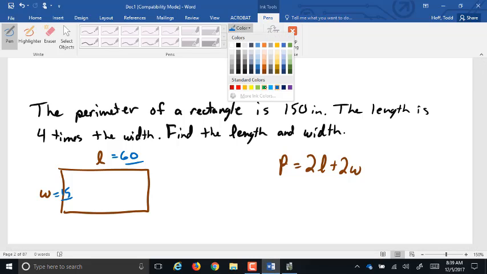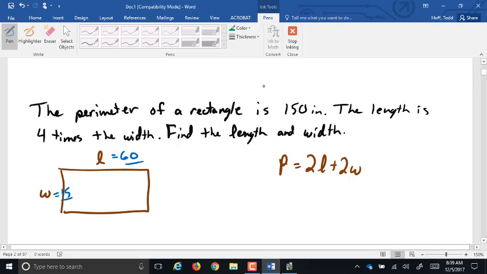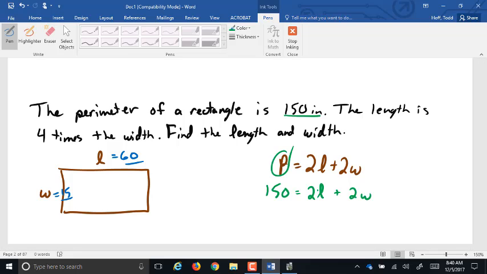So if we look at this, we've got the formula, perimeter equals 2 times the length plus 2 times the width. We know the perimeter is 150, so I can put 150 in there for P. But we still at this point have two variables, L and W. So we have to get rid of one of them. So there's got to be a relationship somewhere relating the two of those to each other.